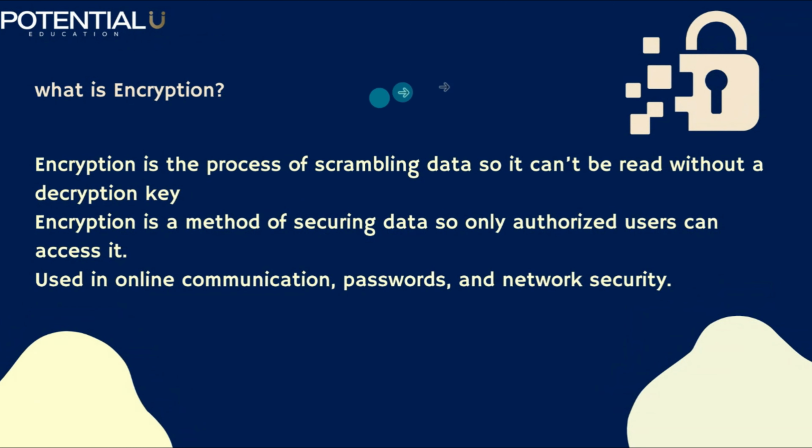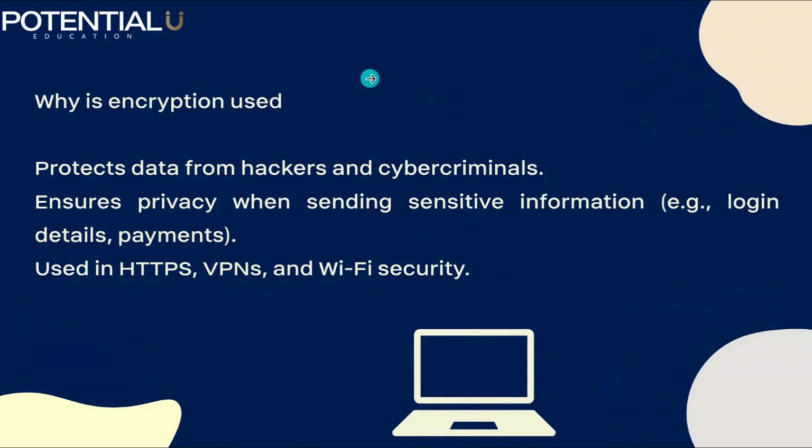So what is encryption? Encryption is a process of scrambling data so it can't be read without a decryption key. Encryption is a method of securing data so only authorized users can use it in online communication, passwords, and network security. Why is encryption used? It protects data from hackers and cybercriminals and ensures privacy when sending sensitive information, e.g. login details, payments, and it's used in HTTPS, VPNs, and Wi-Fi security.